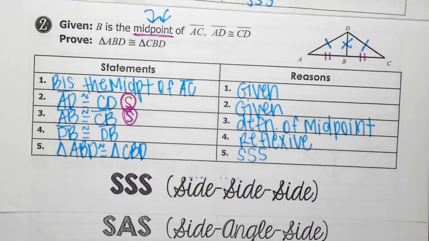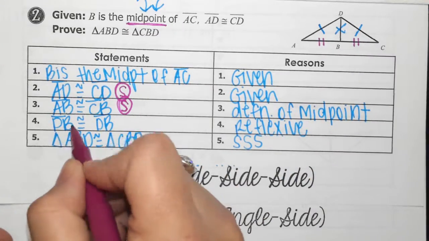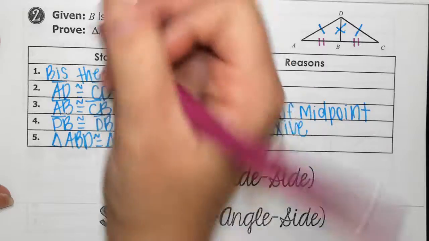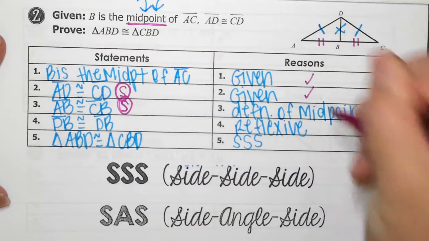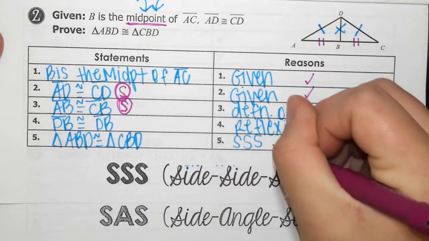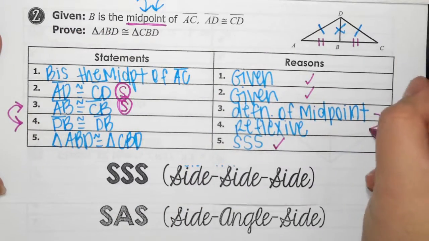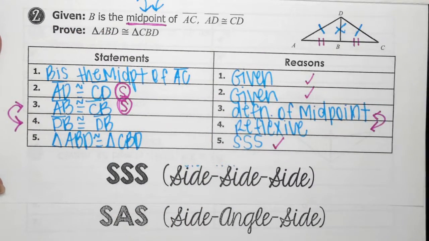Okay, great question. So, he asked, is it okay if I put reflexive then definition of midpoint? Absolutely. So, your given always goes first most of the time, and this is always last. But if you flipped these on a test, I would not count you wrong. It does not matter what order you put them in.